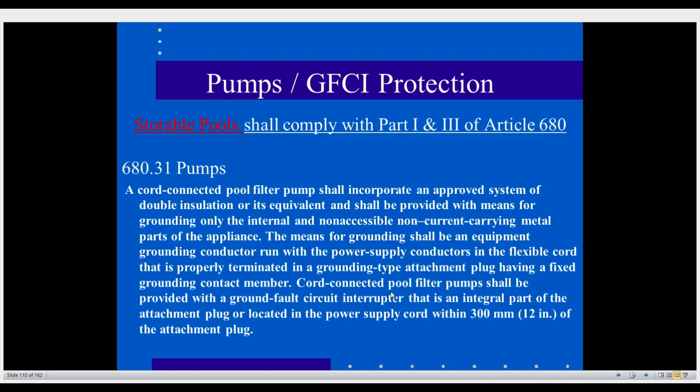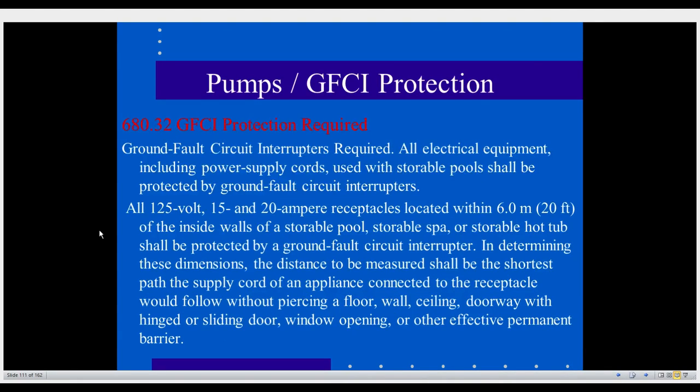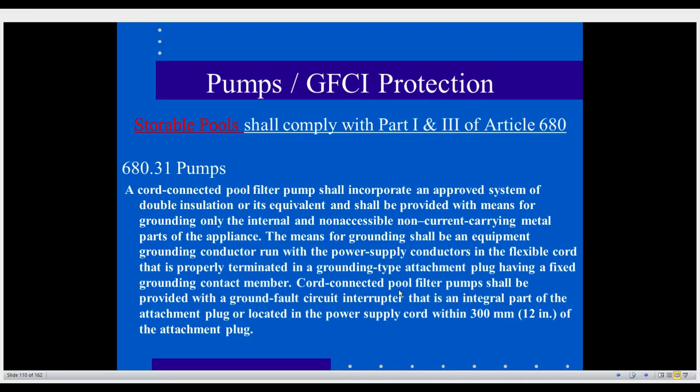Now, cord-connected pool filter pumps shall be provided with a ground fault circuit interrupter that is an integral part of the attachment plug, so it's at the end on the attachment plug, or it's located in the power supply cord within 12 inches of the attachment plug. Okay, so that's important to understand there as far as the makeup of those pumps. So the GFCI is either integrated into the cord at the plug in, or it's within 12 inches of that attachment plug. And if you go back and look at part 1, when we talk about GFCI devices in the general rule in 680.5, you're going to see that it shows a GFCI device that is actually integral to the cord, and that kind of gives you an idea of what we're talking about there.